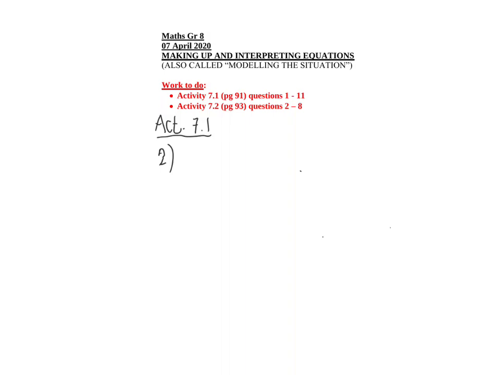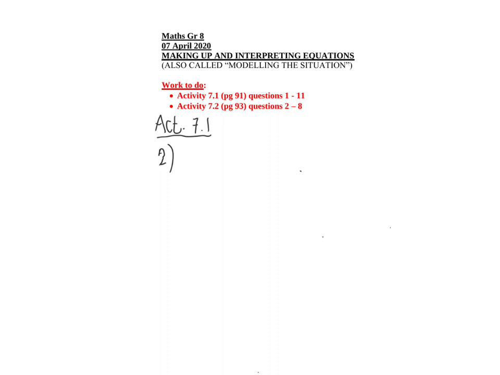Activity 7.1, all the rest of the questions, 1, 3, 5, Maths Grade 8 textbook, on page 91. Then continue with me, read through the questions. I'm going to do question 2 and question 6 of activity 7.2. For questions 4, 6 and 8 you can do all the rest of activity 7.1. Have a lovely day.